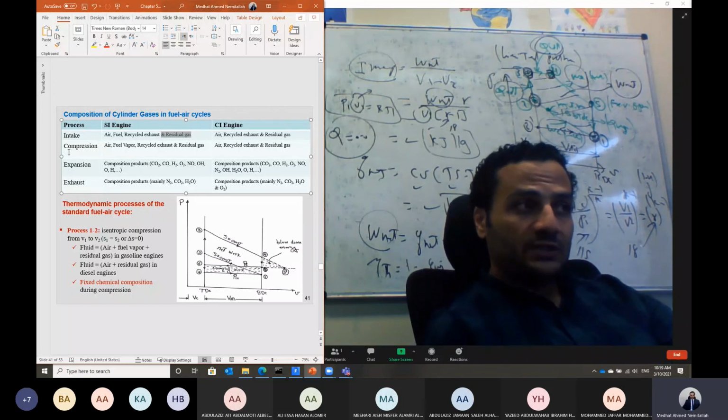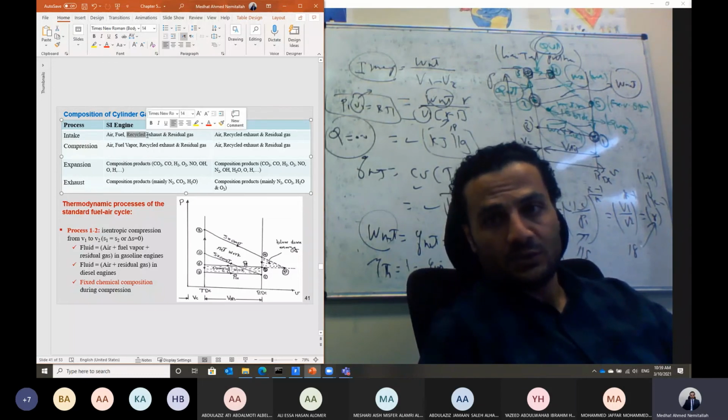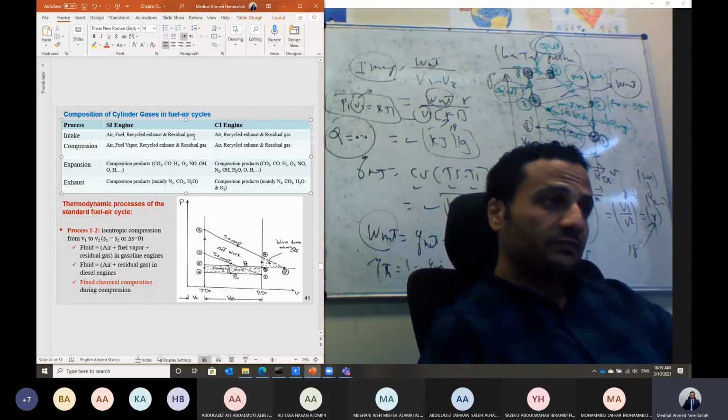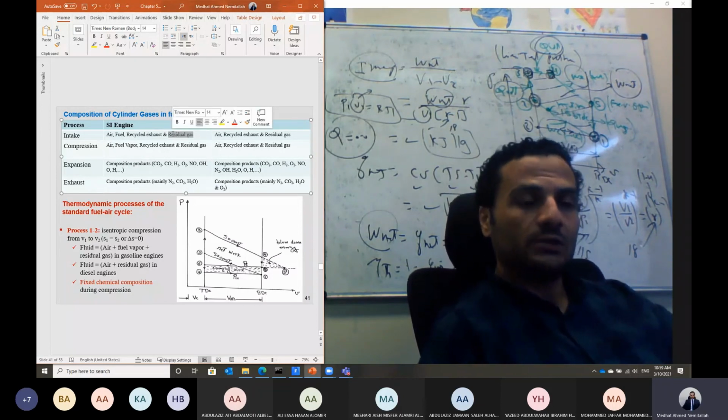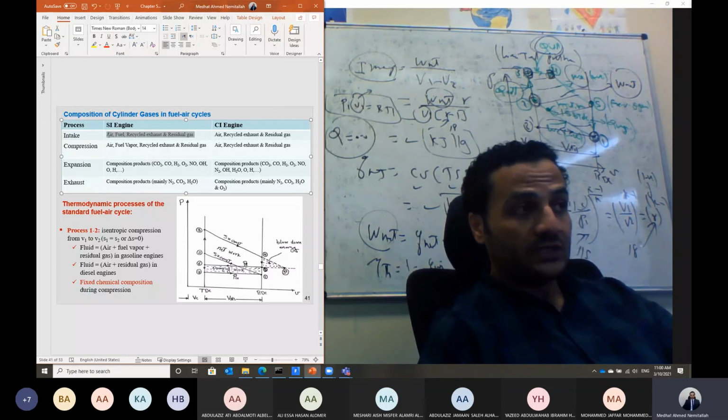So the charge to the gasoline engine will be air plus fuel, plus some residual gas from the previous cycle inside the engine itself, plus, if we have some exhaust gases recirculated back into the cycle, that should be the charge in the case of the gasoline engine under the analysis of the fuel-air cycle.